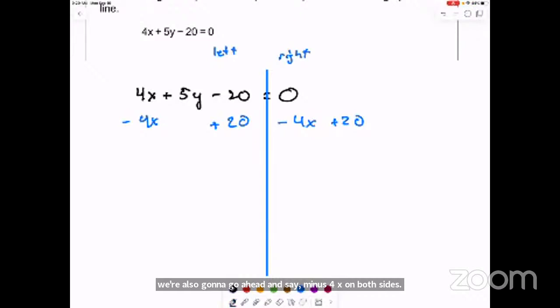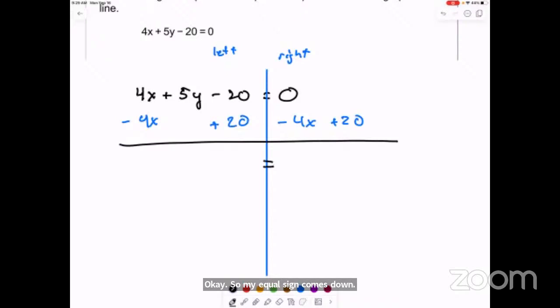Okay. So my equal sign comes down. A number plus its opposite adds to 0. So the only thing left on the left is the 5y. And then on the right, it looks like we have this negative 4x plus 20.